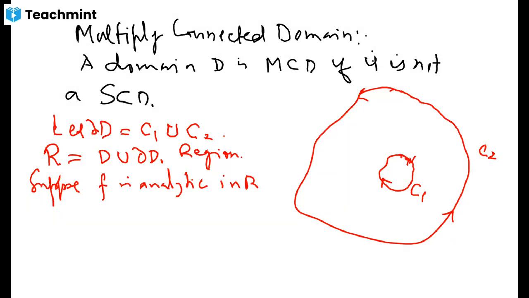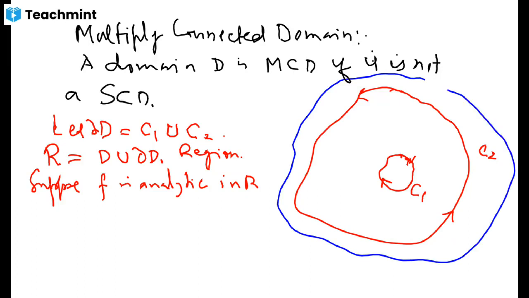You must say that it is analytic in the domain, but continuous on the boundary. Or if you want to avoid this situation also, we may consider that these contours are within the domain D. Suppose you have a bigger domain like this, and you consider this contour to be within it. Then how are you going to prove this theorem?